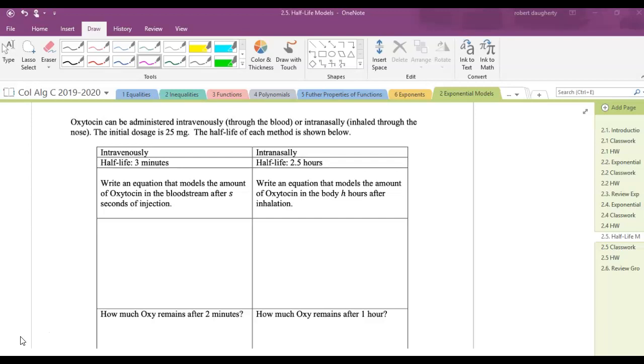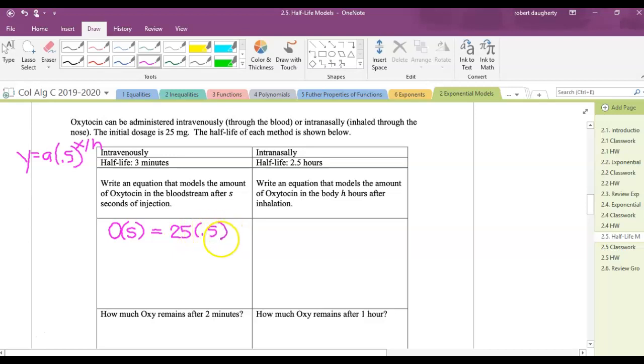Okay, so we're going to just say after S seconds, I'm just going to use the model. The formula is my half-life, Y equal A times 0.5 to the X over H. Okay, so oxytocin, let's just use that to be O. So O, a function of the seconds, so the amount of seconds. So O is my oxytocin in seconds, is going to be, what's the initial dosage? 25 times 0.5 to the S over, what is the half-life?